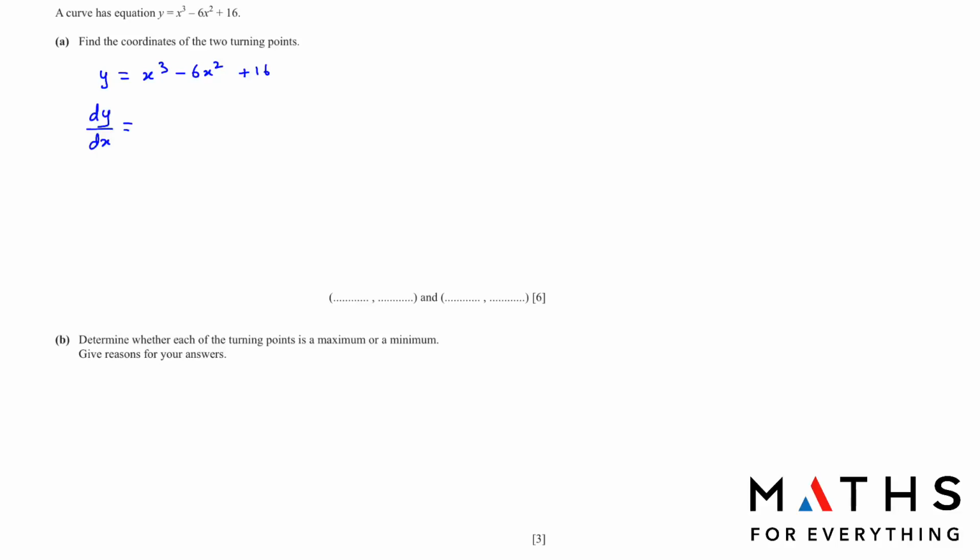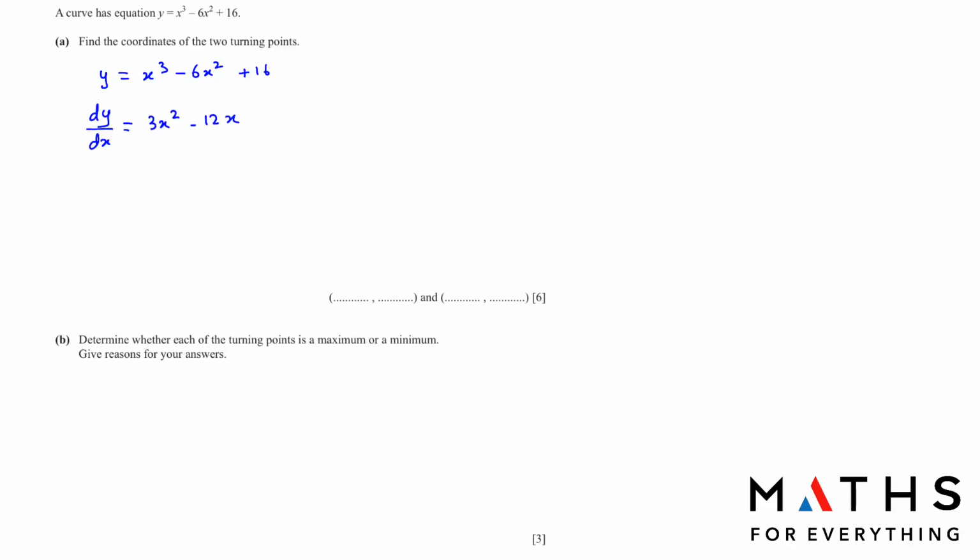Bring the 3 in the front and minus 1 from the power. 3 minus 1, 2. The negative 6 multiplied by 2 is negative 12x. And 2 minus 1 is 1, so no need to write it. Plus 16. 16 is a number. It will be a 0 when you differentiate it.